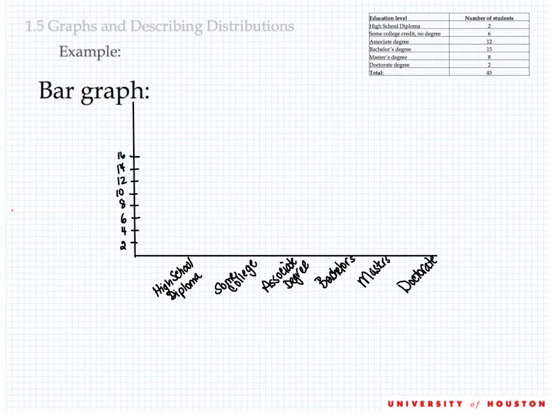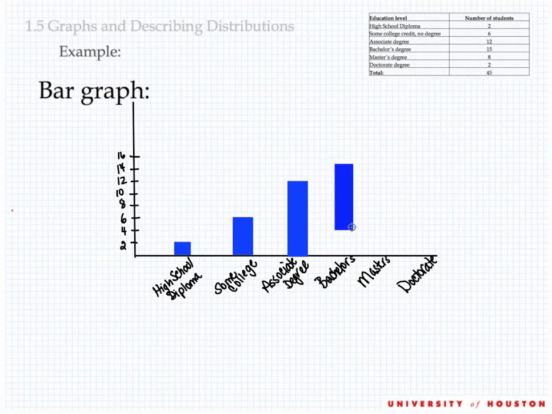So for high school diploma, some college has a height of 6. Associate's degree has a height of 12. Bachelor's degree is at 15. Master's at 8. And doctorate at 2.